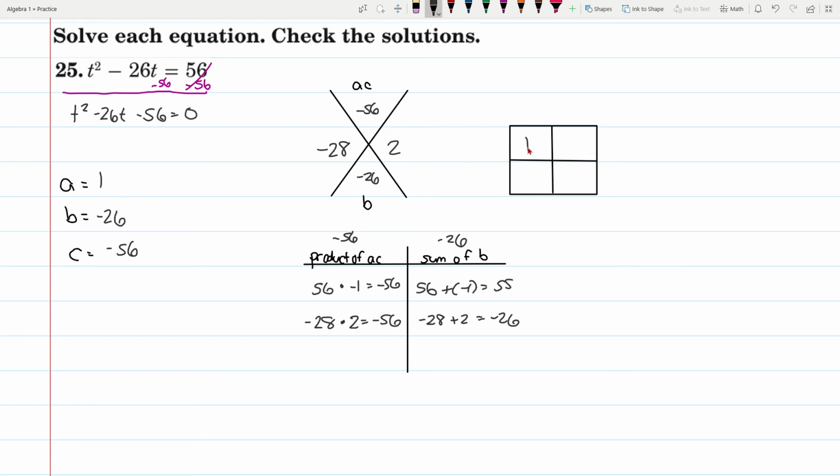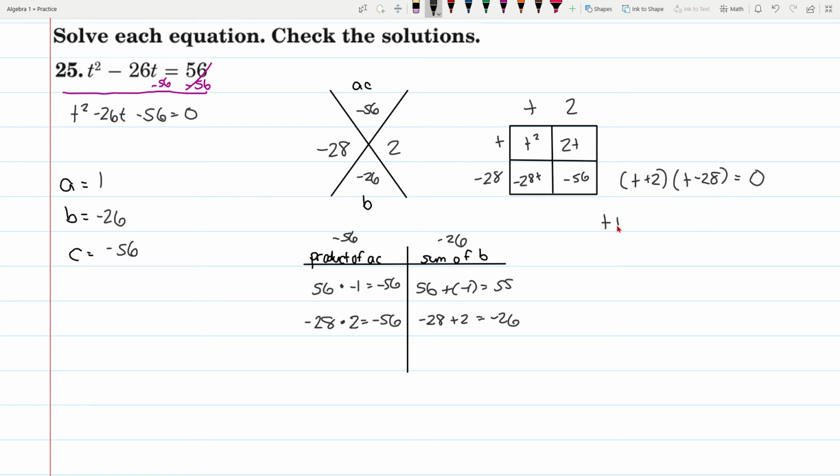Put in your t squared. Put in your negative 56. You're splitting these into negative 28t and 2t. Take out the greatest common factor. 2t. I think I reversed those in my head. t, 2, and then t and a negative 28. We have then t plus 2 times t minus 28 is going to equal 0.